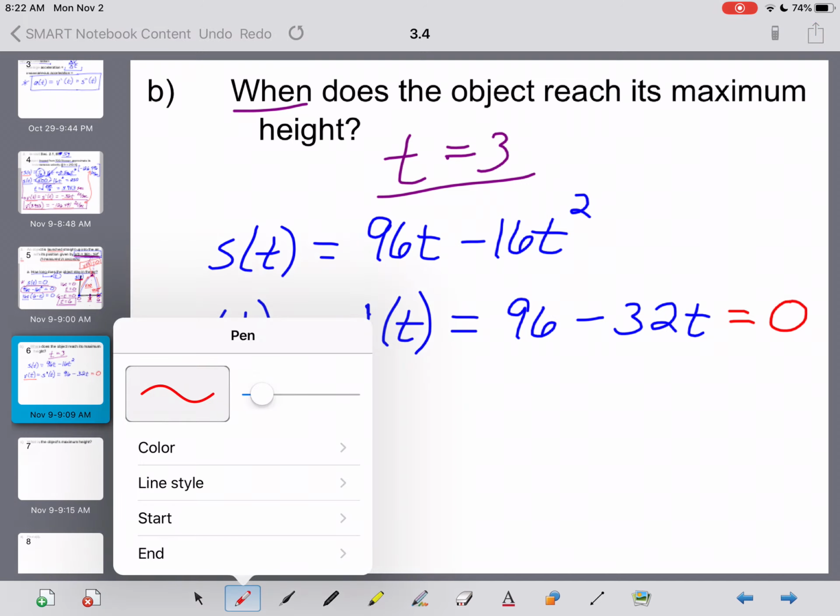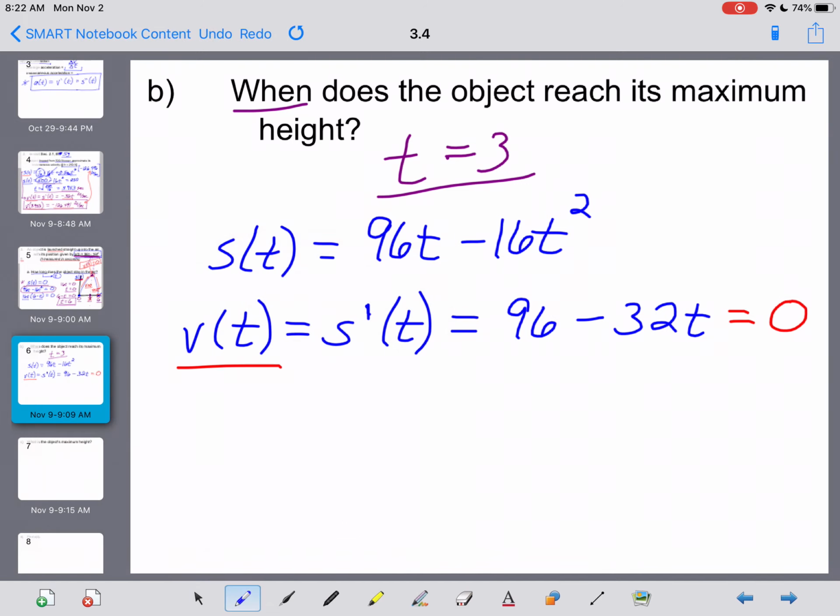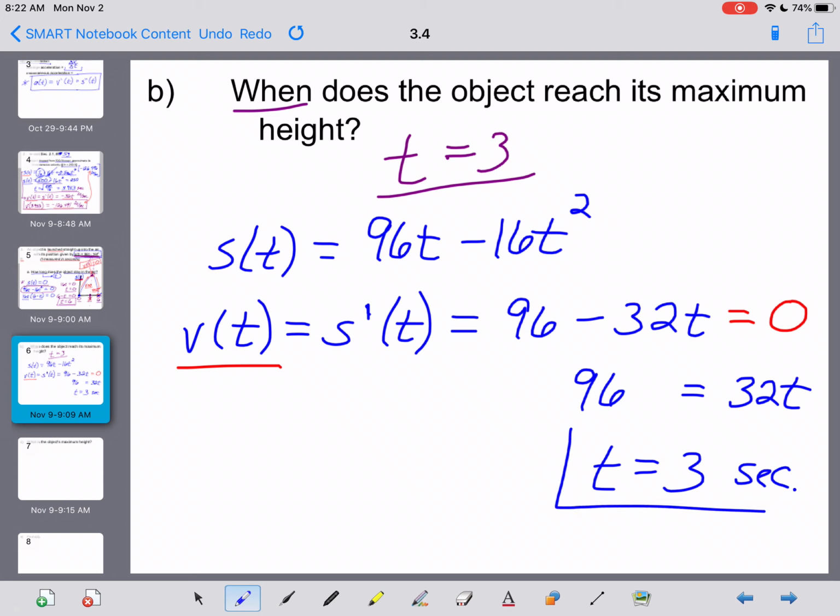So now I just need to solve that simple equation over there on the right. I'll bring the 32t to the other side and get 96 is equal to 32t. We'll divide both sides by 32, and sure enough, like we expected a while ago, we get t equals 3 seconds. Now again, let me be clear, just guessing that it was going to happen halfway between 0 and 6 got you the right answer in this case.